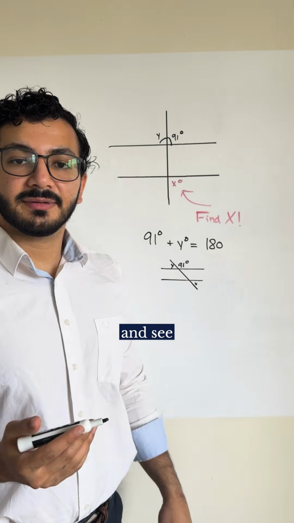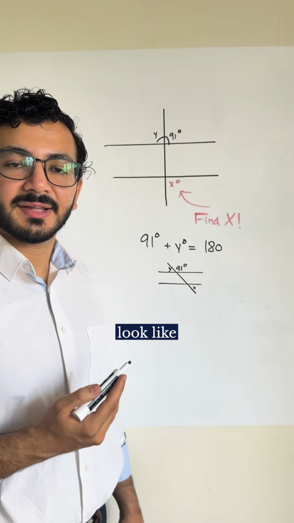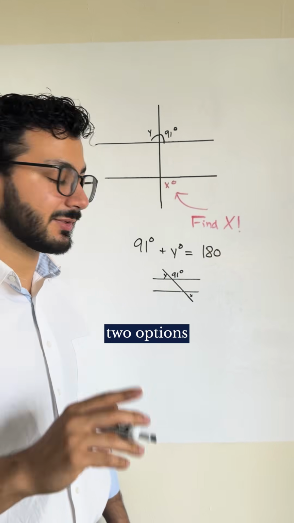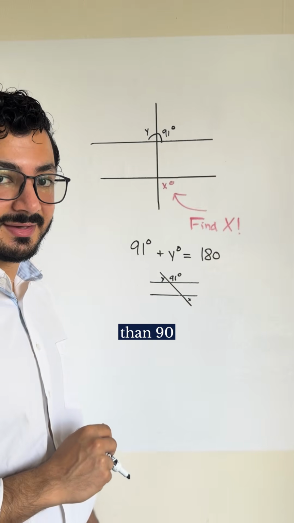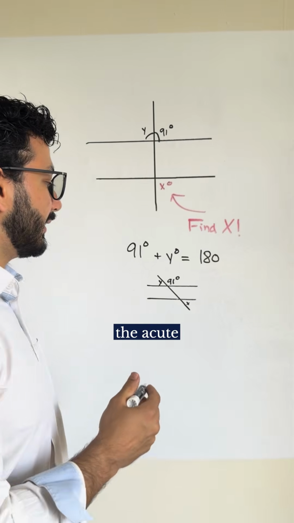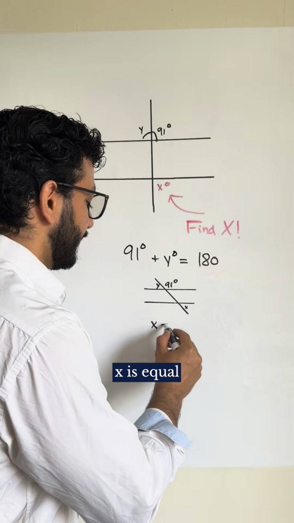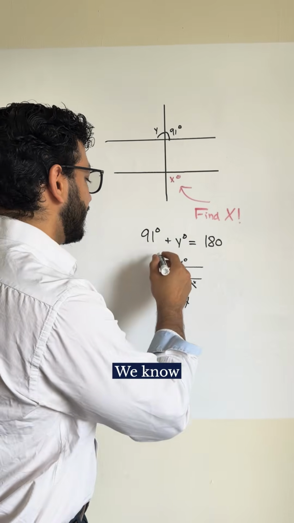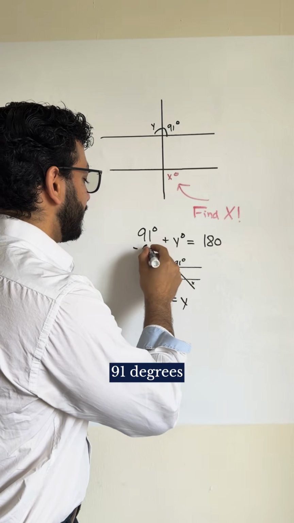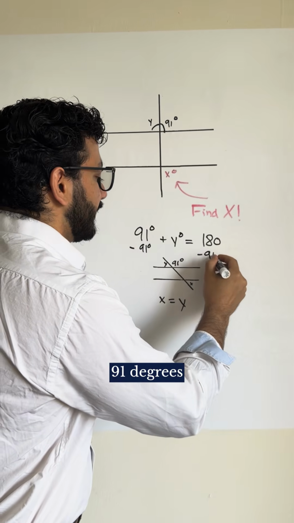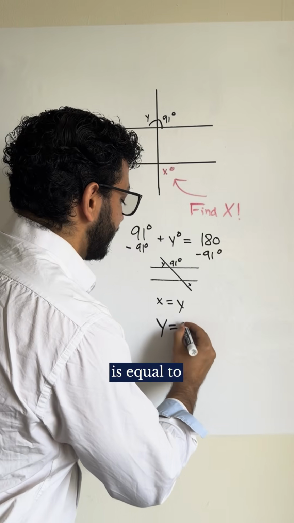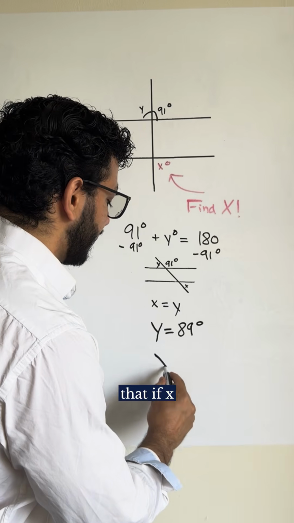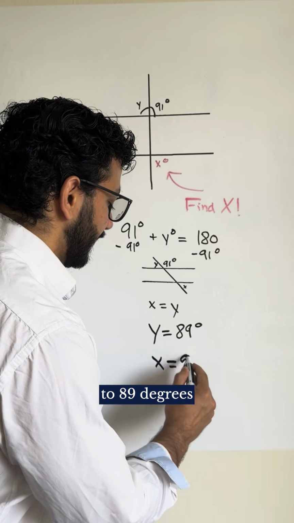So now we can go and see, hey, does our x look like an obtuse or an acute angle to match it? There's only two options. And in this, you can see it looks less than 90 degrees. It's smaller. So that's going to be the acute angle. So we know x is equal to y. Now, all we need to do is solve for this problem. We know that we can subtract 91 degrees, and we get that y is equal to 89 degrees. And that means that if x is equal to y, x is equal to 89 degrees.